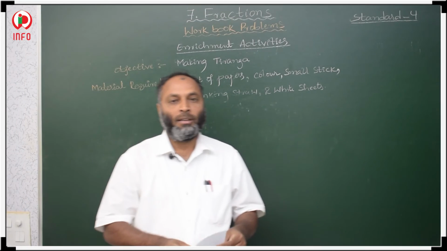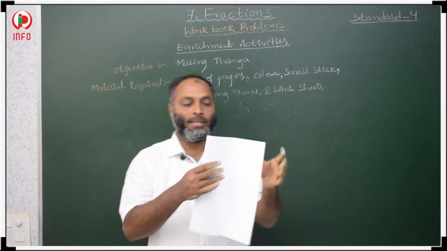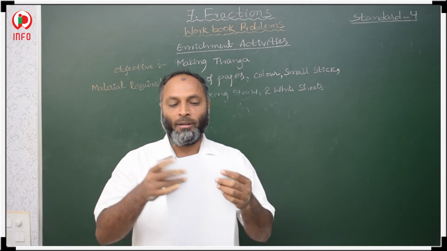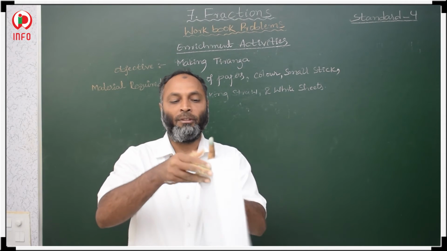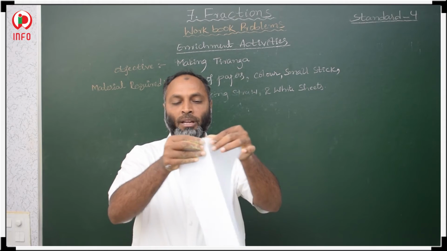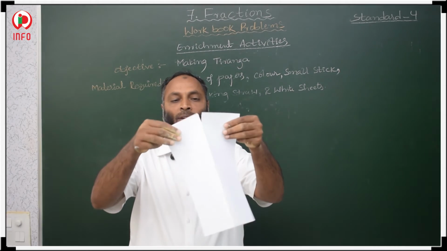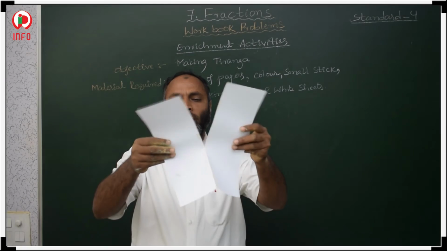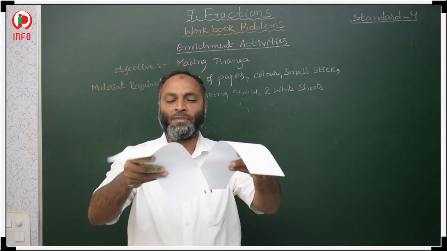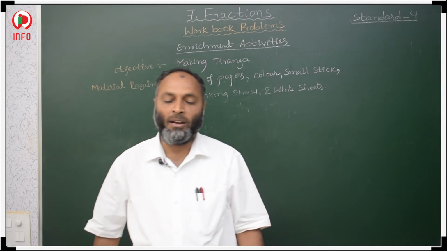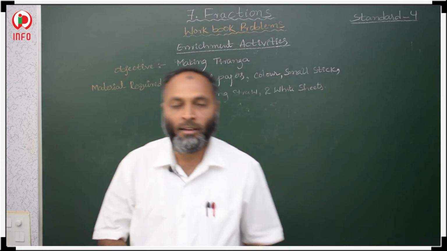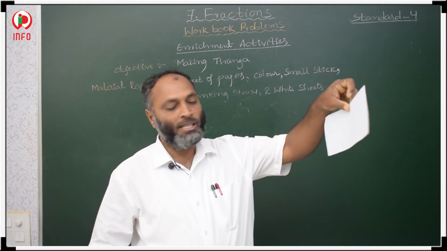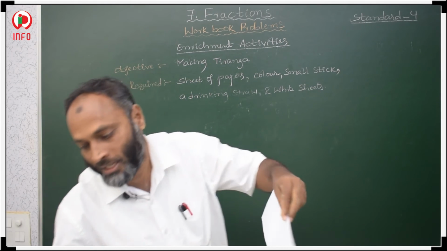Then after that, in the second paper, the second white sheet, again we make two halves. How many halves? Two halves, like this. In the first sheet we made two halves, one half colored with orange and another half colored with green. In the second sheet, one half is white and the other is left.